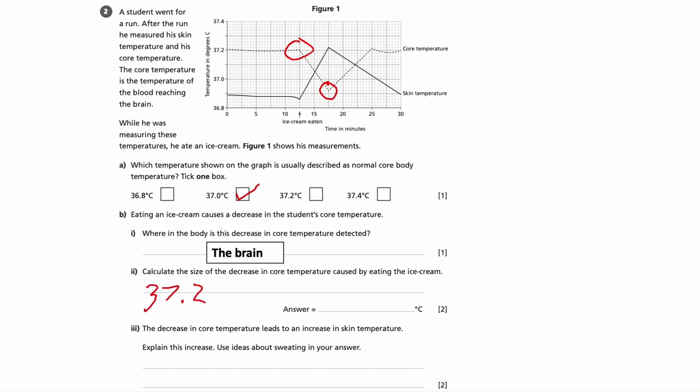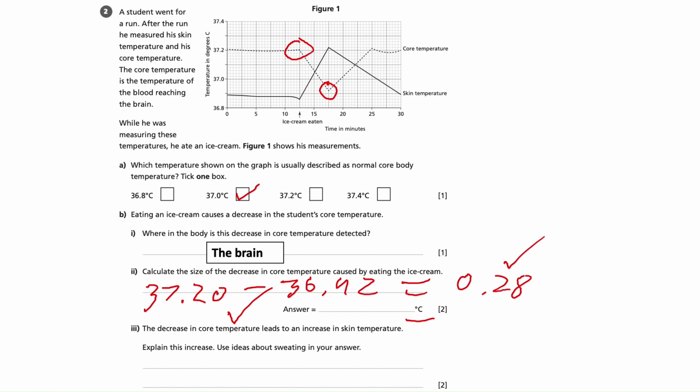Therefore, the size of the decrease is 37.20 in this case, take away 36.92. That then gives us an answer of 0.28 degrees Celsius. We can see degrees Celsius is given there in the answer, so we don't need to write that as a separate unit. We get 1 mark here for the calculation, the working, and then 1 mark for our final answer.